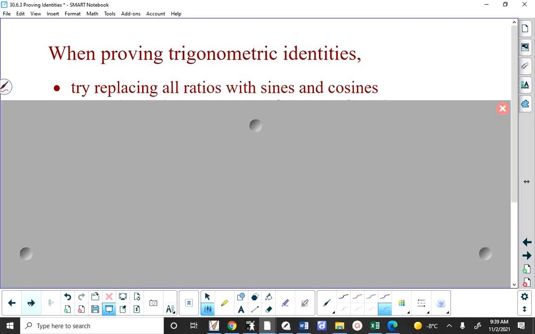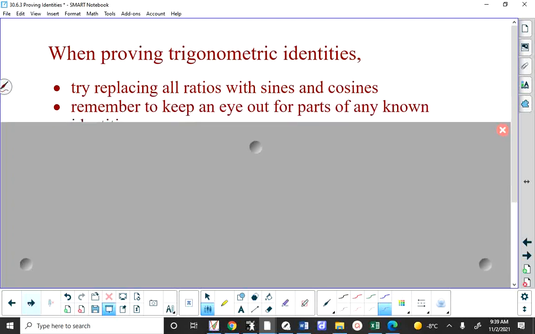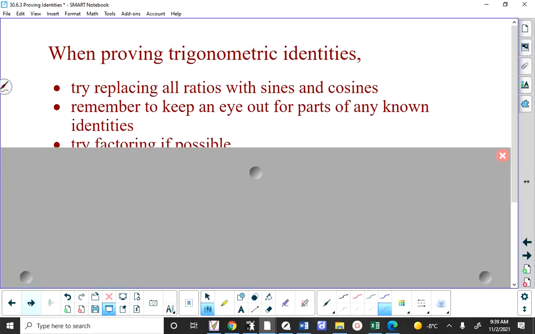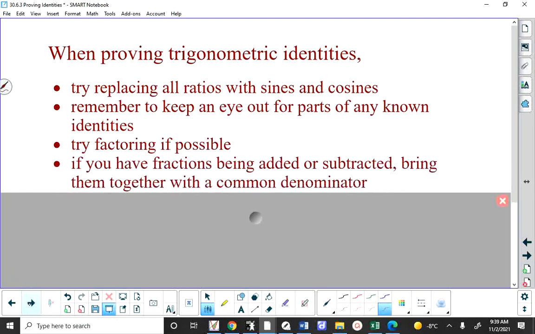By the way, when you're proving an identity, you're working with identities. Remember to keep your eyes peeled for things that are recognizable. Cos squared theta minus sine squared theta. Cos squared theta plus sine squared theta. 2 sine theta cos theta. Things that pop in your head as being memorable from identities. Factor if possible. If you have fractions being added or subtracted, bring them together with a common denominator. And of course, if things get too messy, go back to the beginning and start again.